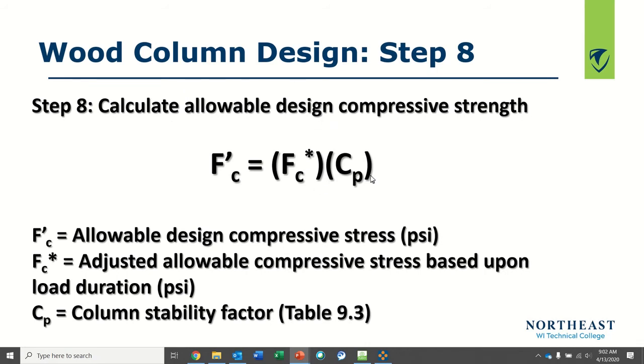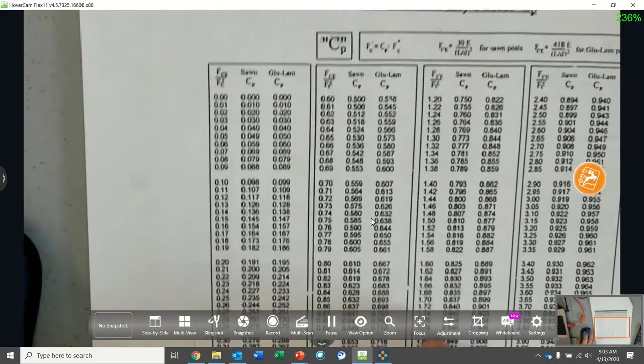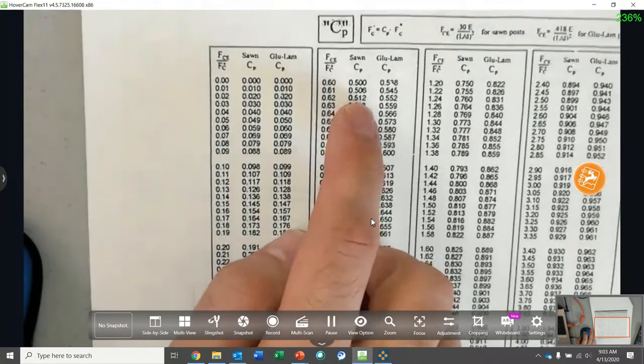Calculate the allowable design compressive strength. F prime C equals F prime C star, the adjusted allowable compressive stress based on load duration, so that's from the design table, times C P equals the allowable design compressive stress. So that's where that C P comes in.